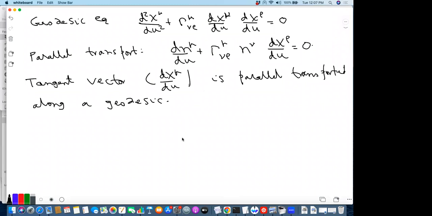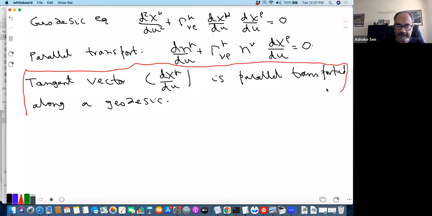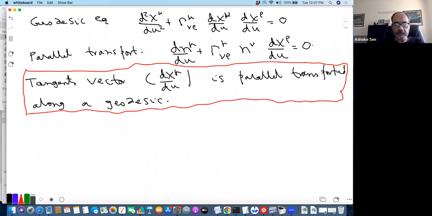The confusion was why are they similar? What is the significance that they are so similar? That's because of this statement. The fact that they are similar is essentially this statement that if you take the tangent vector, then it is parallel transported as you move along a geodesic. So this is a tangent vector to a geodesic. If you have a geodesic, then this gets parallel transported as you move along the geodesic.